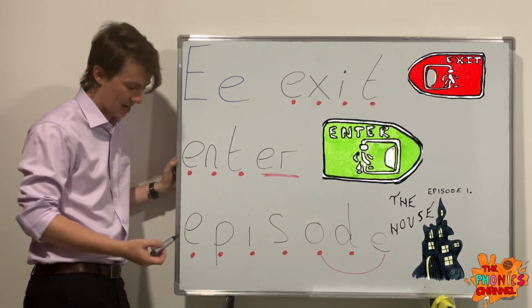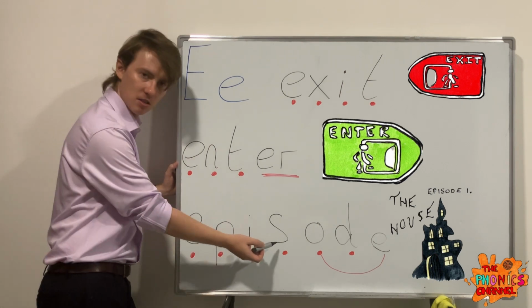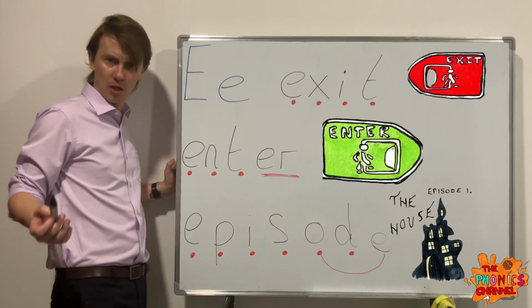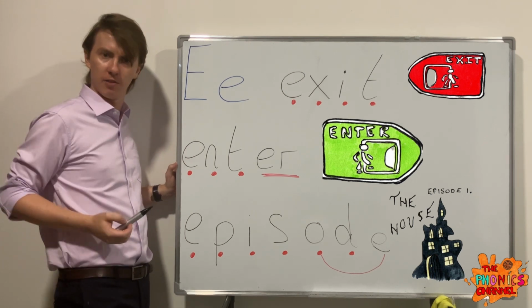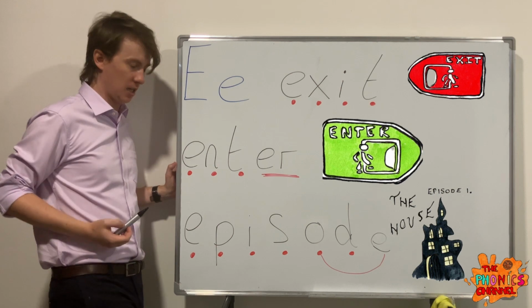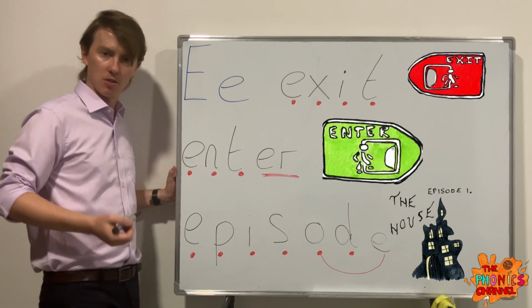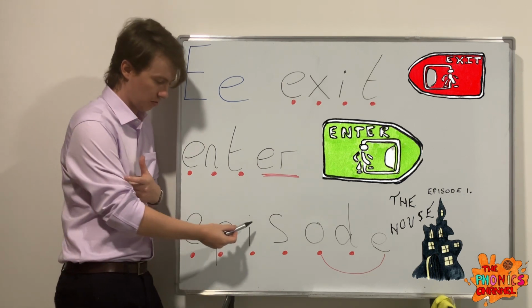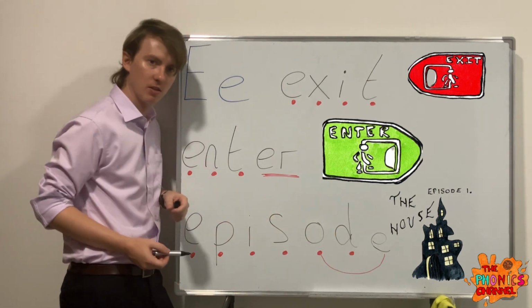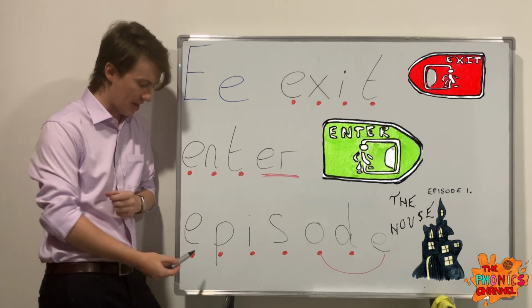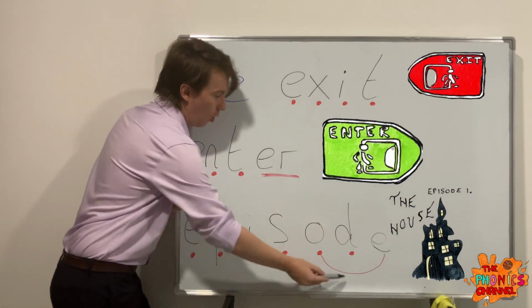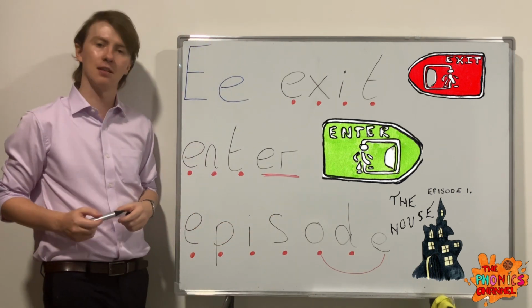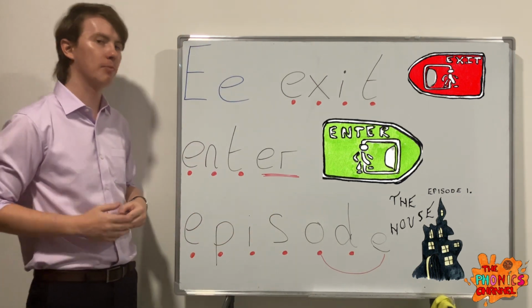Okay, so let's do it again. Episode. What episode are you on of your television series? Might be a sentence there. Episode. Okay, how many letters does episode have? 1, 2, 3, 4, 5, 6, 7. Seven letters. How many sounds? Episode. 1, 2, 3, 4, 5, 6. Six sounds.